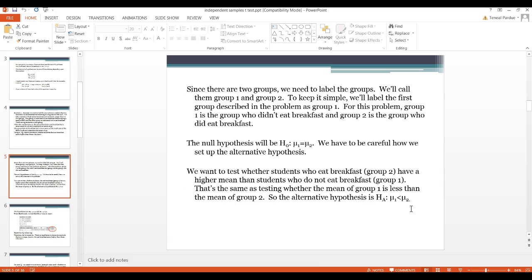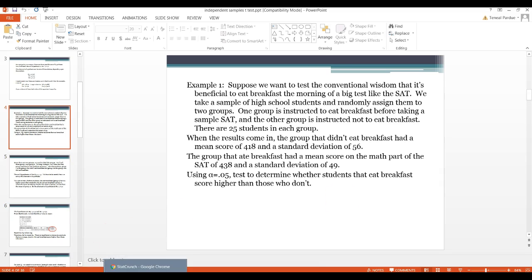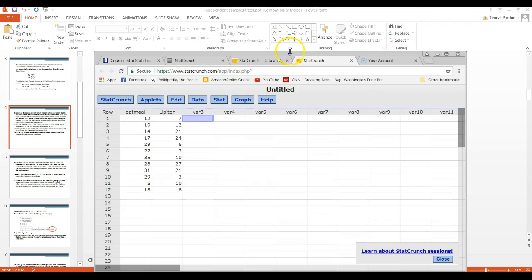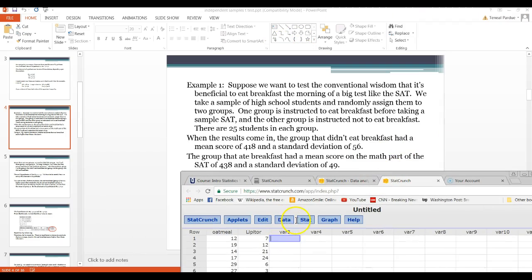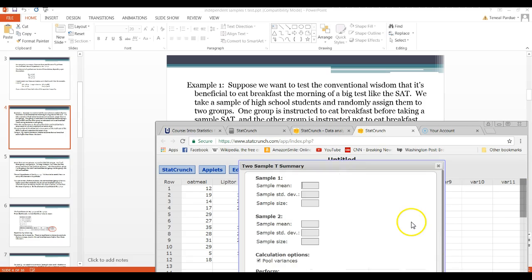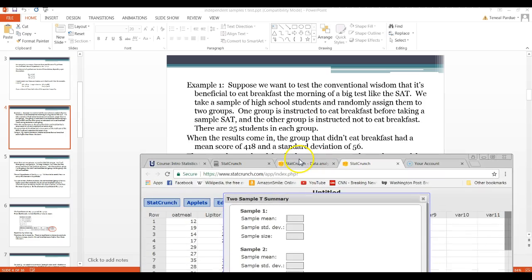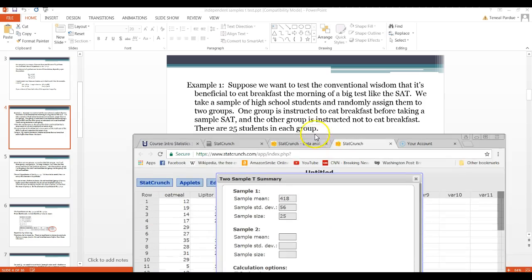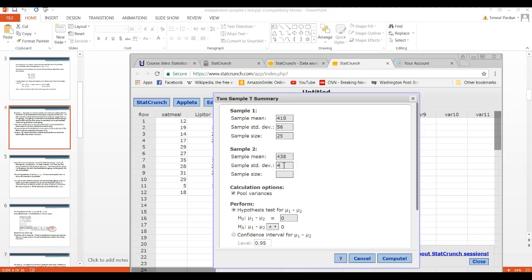So let's go over to StatCrunch, and I'm going to pull these values up here where I can see them. If we go to StatCrunch, we're going to go to Stat, T-Stats, Two Sample with Summary. And our sample mean, let's see what we have. We've got 418 with a standard deviation of 56, and that was based on a sample of size 25. And in the other one, we had a mean of 438 with a sample standard deviation of 49, and that's also based on a sample of size 25.